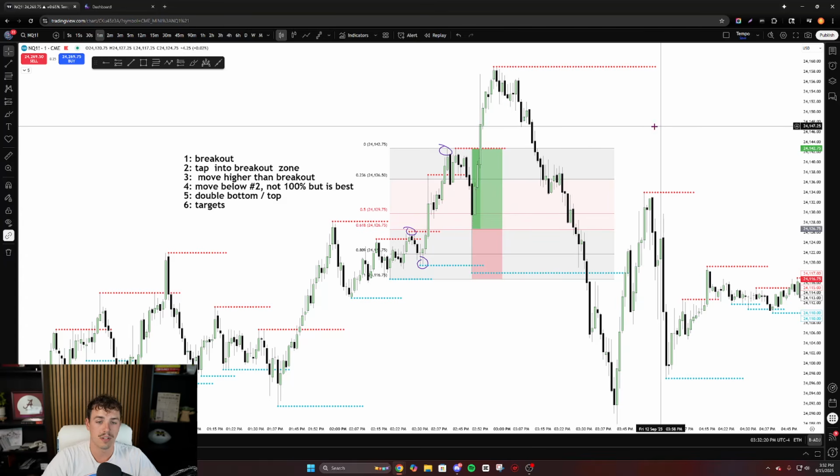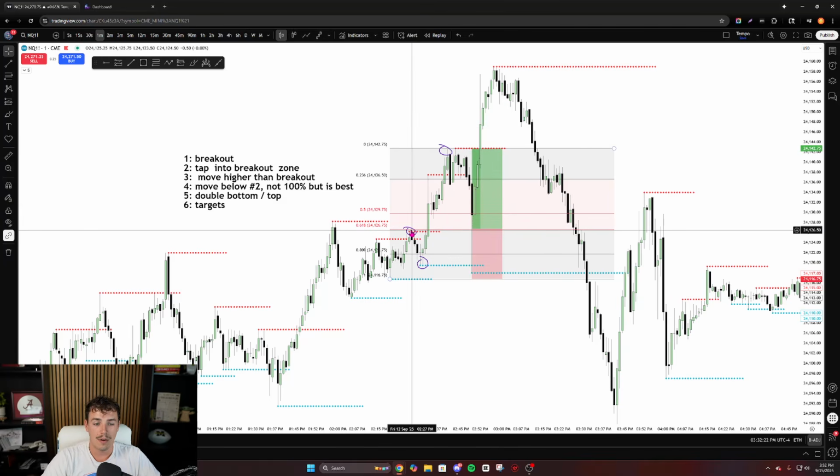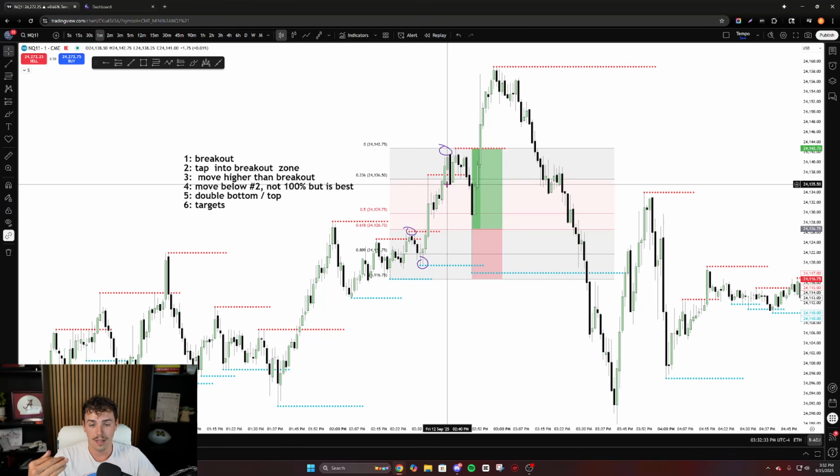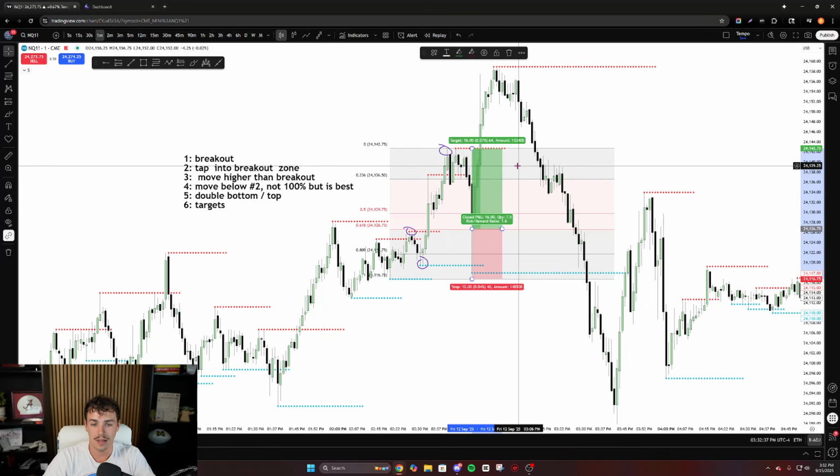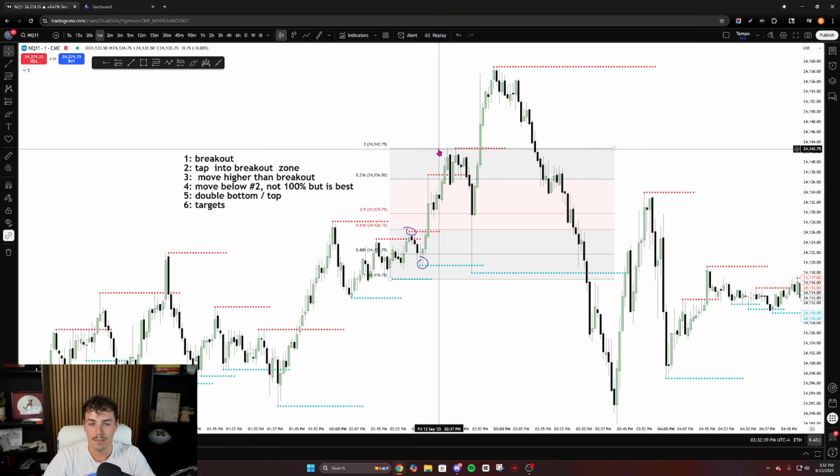Hopefully you guys are starting to get the gist. It's pretty simple. We break out, we pull back into that breakout zone, move higher than the initial breakout, or lower if you're shorting. And then you can draw out your fib for that 0.618 limit entry or wait for that double bottom, double top. But a lot of times in my experience, double bottoms, double tops do not happen.